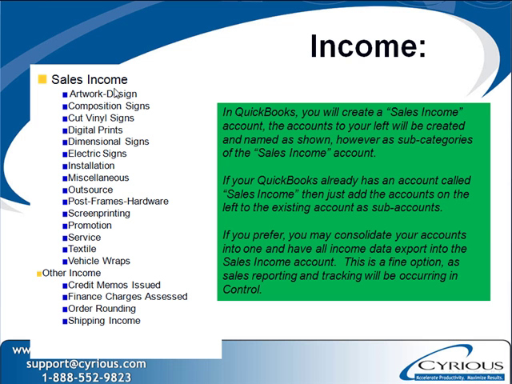So we're going to set up the sales income category with all of these underneath it, and we're going to also set up another income account called other income that's going to include these four accounts: credit memos issued, finance charges assessed, order rounding, and shipping income. I do recommend that even though you may never use credit memos or you may never use finance charges to your knowledge, do set these accounts up just in case it ever occurs that you do use them or plan to implement finance charges. If these accounts do not exist, your imports will not work.